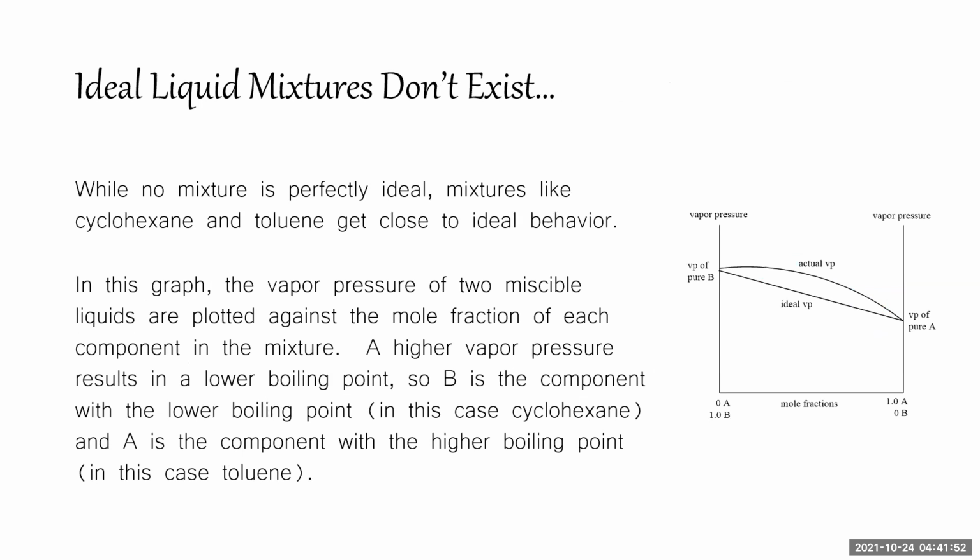So, of course, no liquid mixture is perfectly ideal. Mixtures like cyclohexane and toluene, however, do get close to ideal behavior. Why is it very unlikely for them to be perfectly ideal? Because it's very unlikely that the intermolecular forces between two different molecules will be the exact same in strength as between two molecules that are the exact same structure.